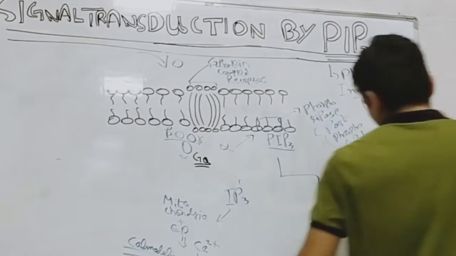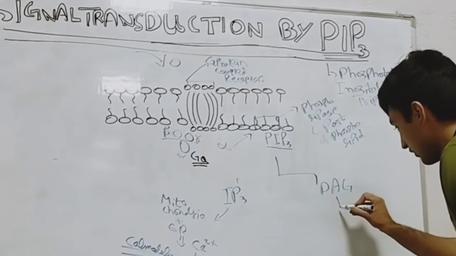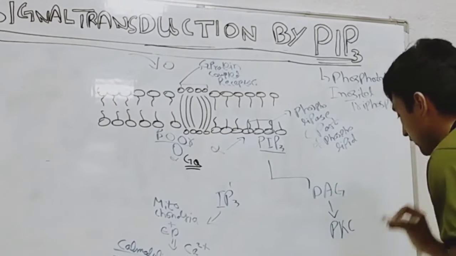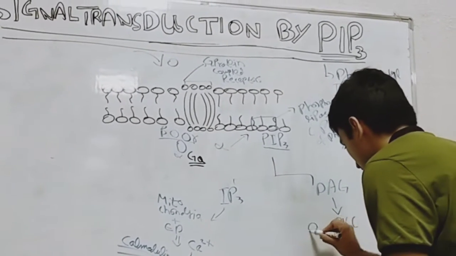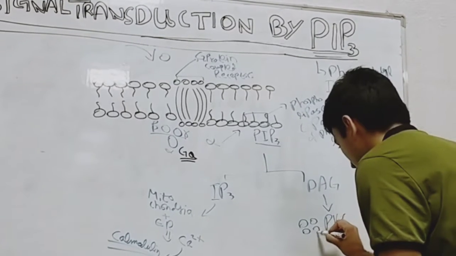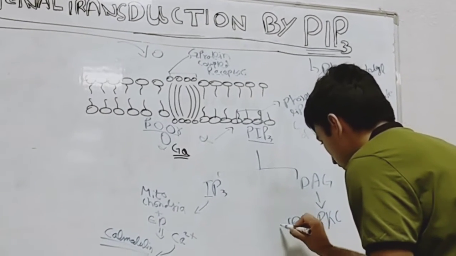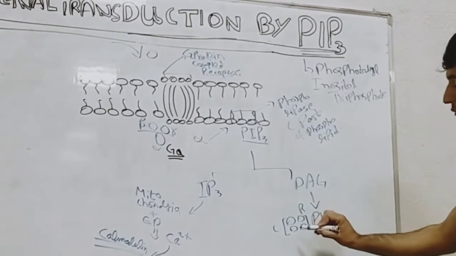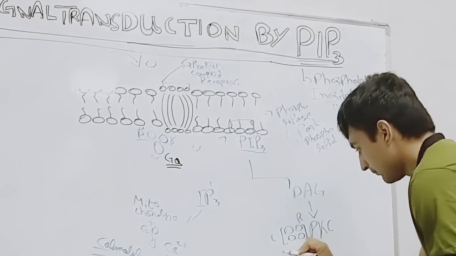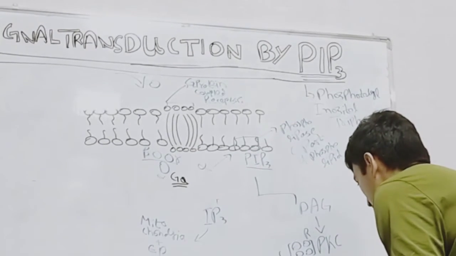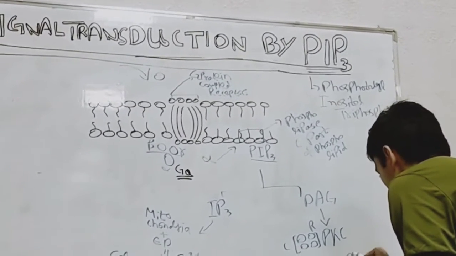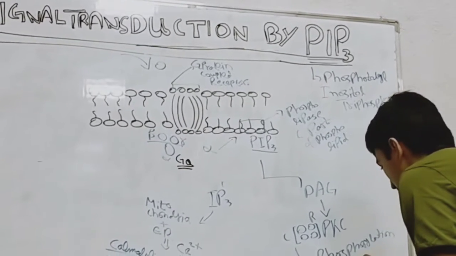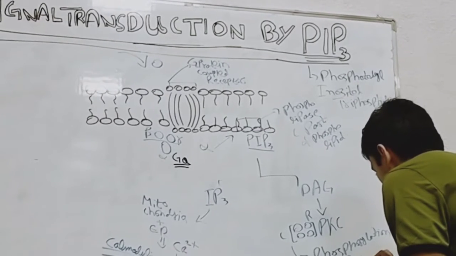Now what is the function of the DAG? This DAG compound would activate the component known as the PKC protein, which consists of 4 subunits. 2 are the catalytic subunits and 2 are the regulatory subunits. Only catalytic subunits perform the function which causes the phosphorylation of the protein molecule, which is the ultimate goal. Phosphorylation of proteins.